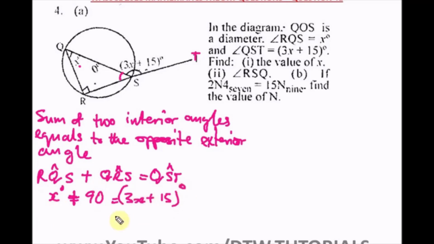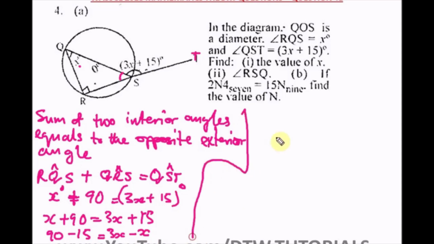All right, so let us try to simplify this equation. So from here we have x plus 90 equal to 3x plus 15. All right, so let's take x to one side and take the numbers to another side. I'll prefer to take x here and bring 15 here, so we're in the positive region. So we have 90 minus 15 equal to 3x, and taking x to this side, we have minus x.